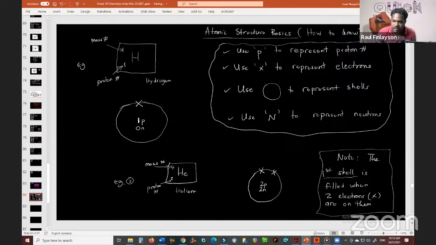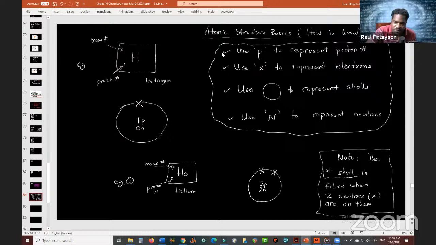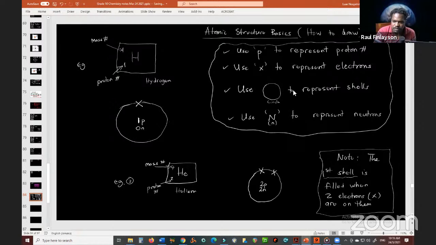All right, good. So that's what we're going to focus on today. With that information, now, guys, remember, we're following this rule. The first set of rules says use P for protons, use X for electrons, use a circle to represent shells, and use N to represent neutrons. Or we could use a command N as well, to represent neutrons.